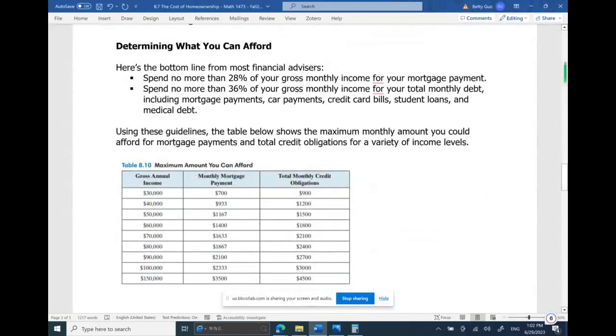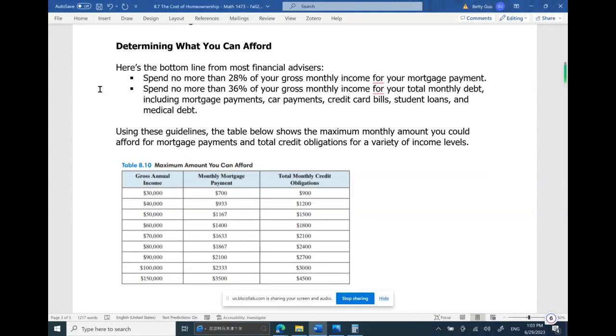And the next part of this guided note is about how you determine how much you can afford. Not just the mortgage, home mortgage, also other debt. So the guideline is right here. You want to remember this part. Here's the bottom line from most financial advisors. Spend no more than 28% of your gross monthly income for your mortgage payment, specifically for your home mortgage. Again, don't forget taxes and insurance.